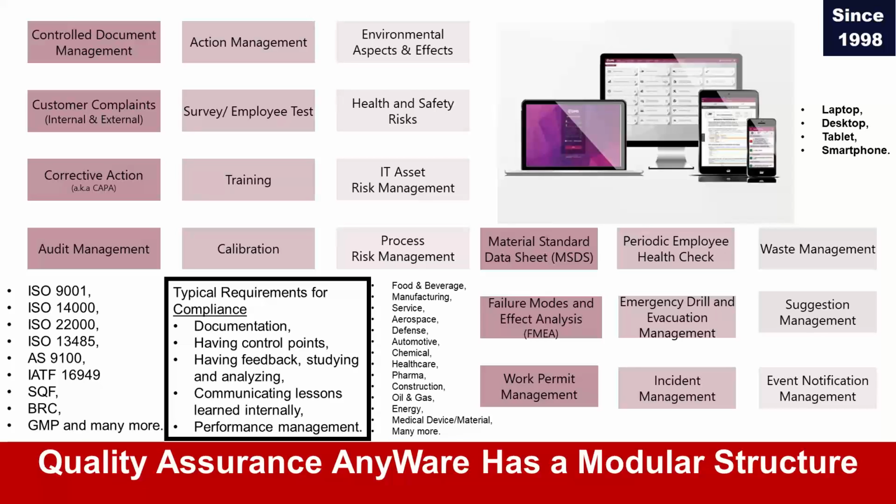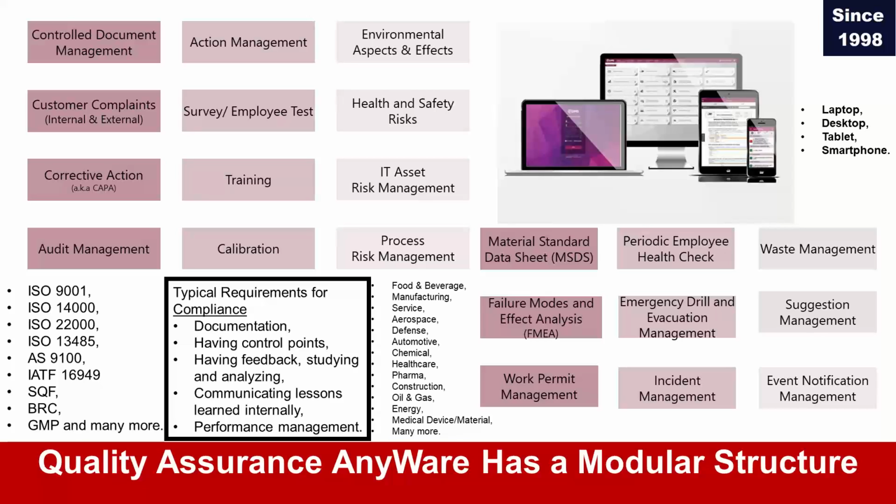Quality Assurance Anywhere has a modular structure. You may be compliant with different quality management standards, maybe ISO 9001, maybe IATF in automobile industry, maybe SQF or PCQI in food and beverage industry. No matter which quality management standards you are compliant with, you can have any module that you like from Quality Assurance Anywhere. At the moment, we have 30+ modules available in the system, and you can pick and choose any module you like.